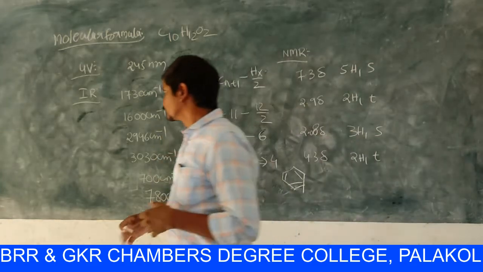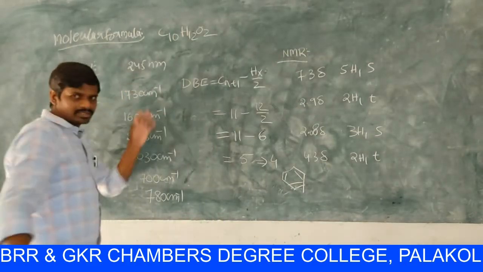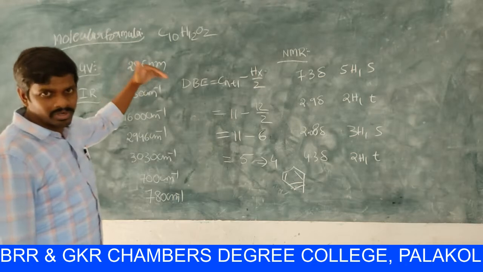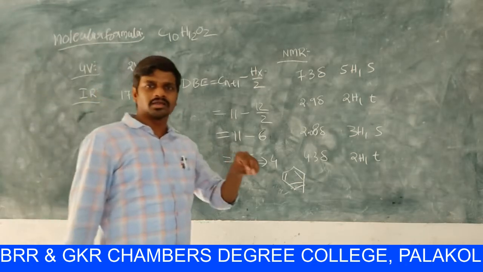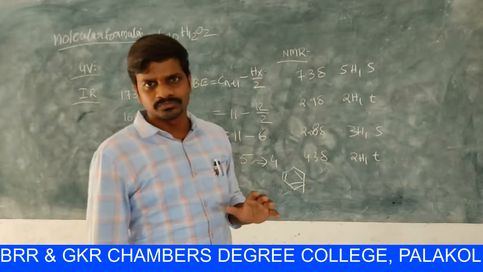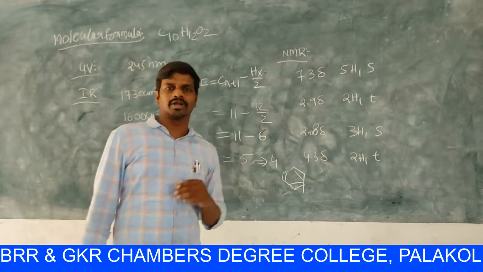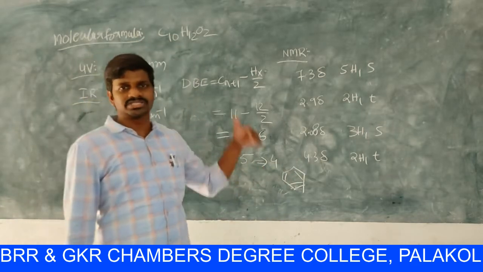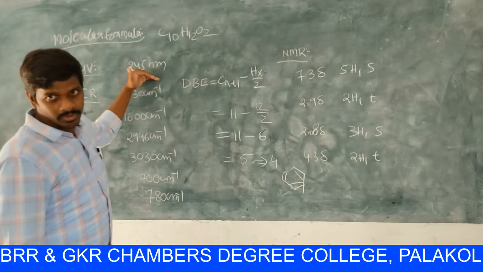Now, the conclusion for UV. What is the conclusion? The 245 nanometers indicates that the organic molecule contains a chromophoric group, whether it may be an aromatic benzene ring, a carbon-carbon double bond, or a C=O. That is the conclusion from these 245 nanometers.